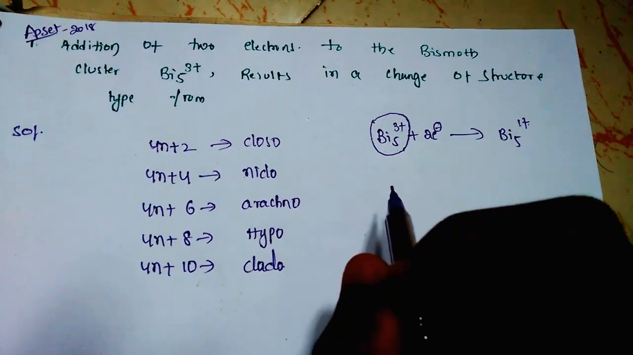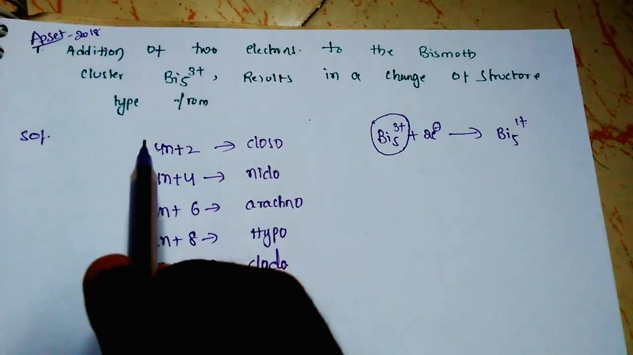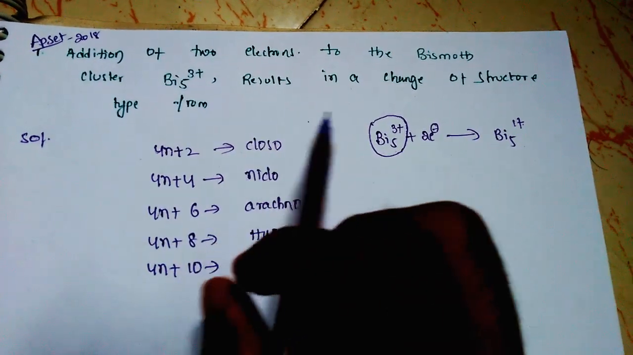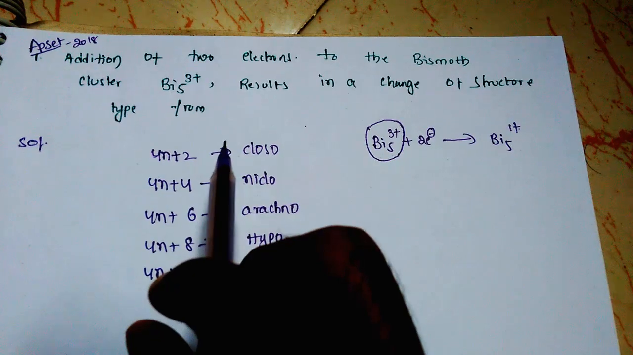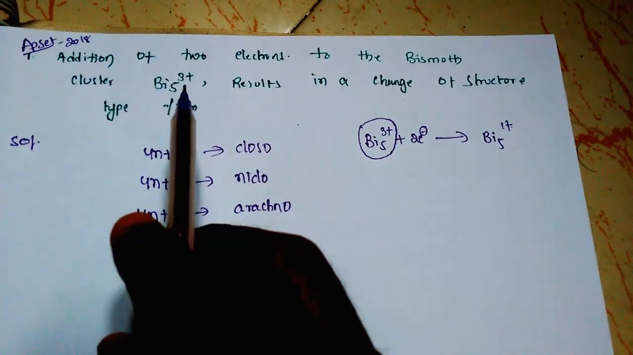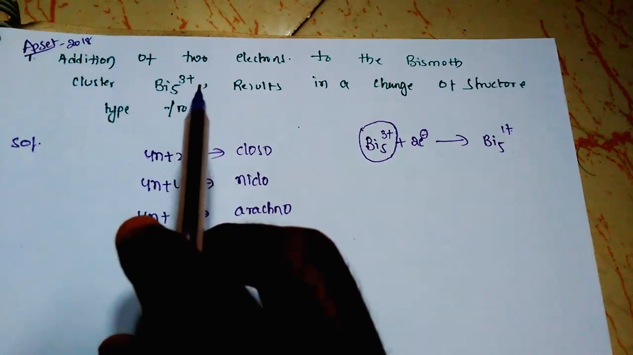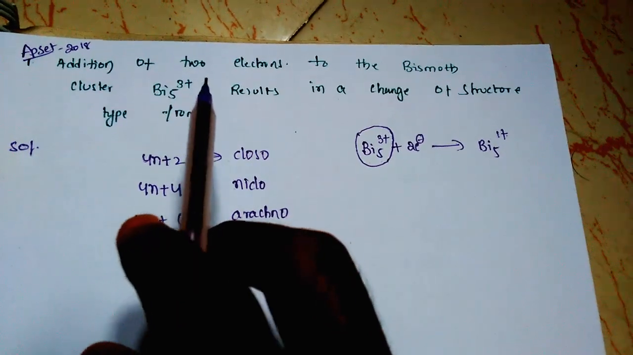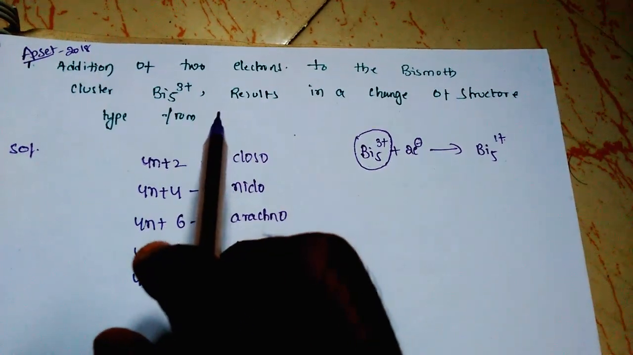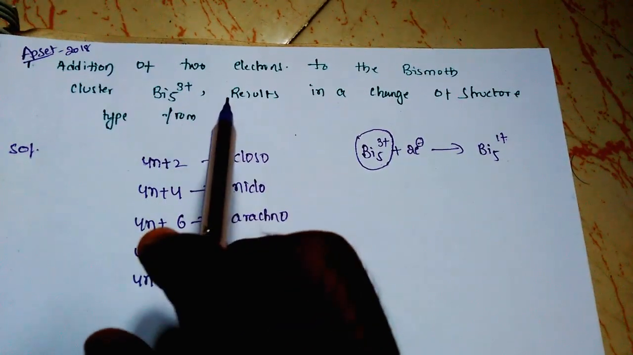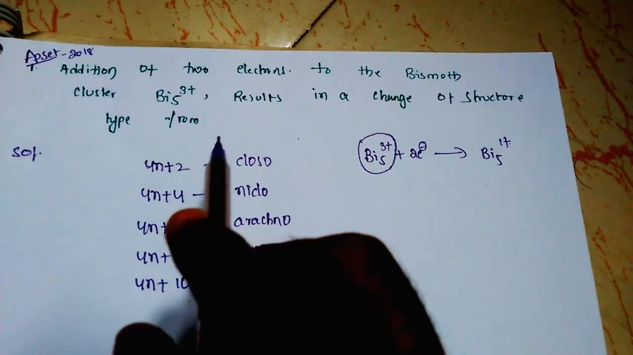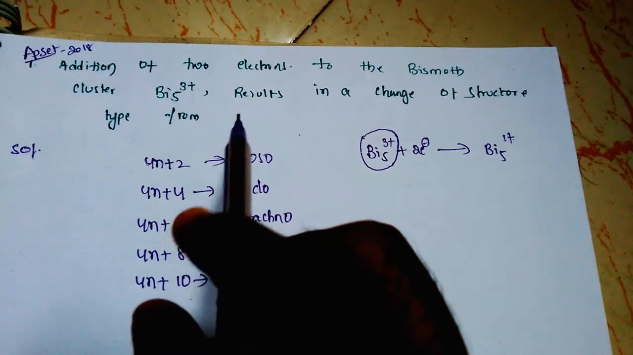Okay, now go to this question. The question is: addition of 2 electrons to the bismuth cluster results in the change of structure type from which to which? If we add 2 electrons to this cation, this cluster would change from a particular type of structure to another type of structure, that is closo to nido, or arachno to hypho, or nido to arachno. We have to solve this problem to see what answer we get.